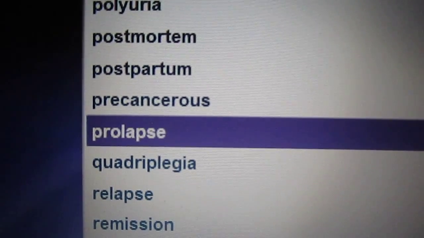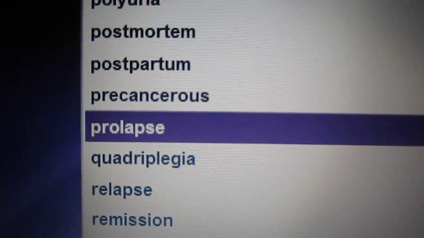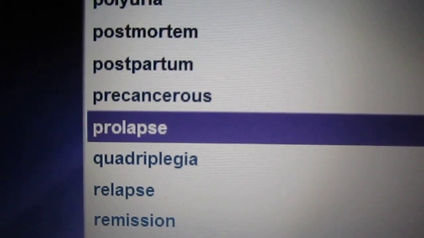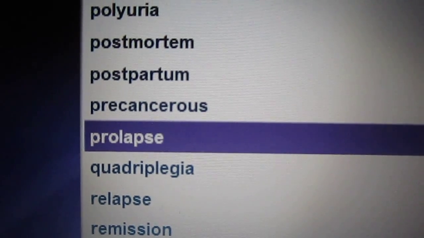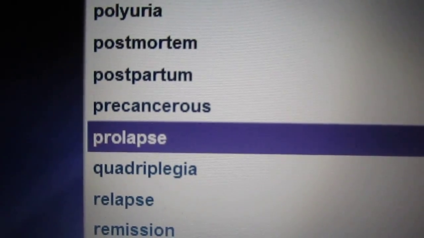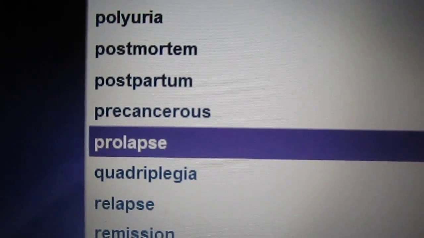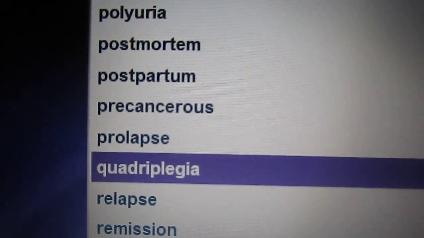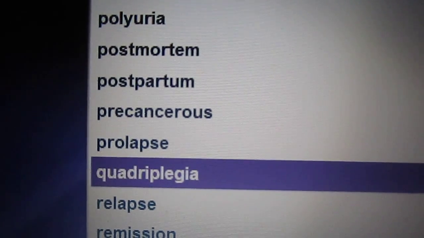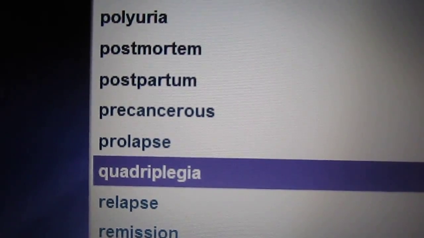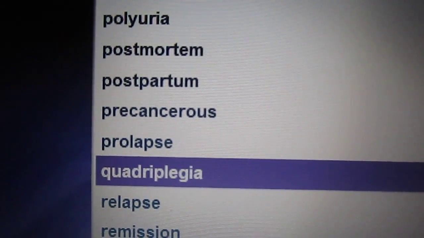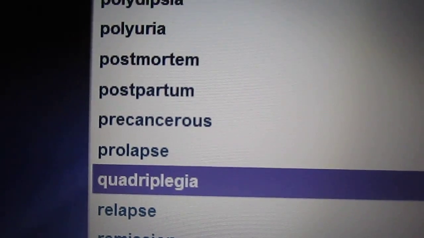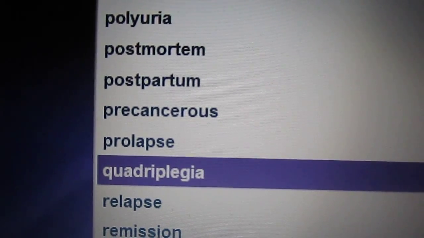Prolapse. Lapse means sliding or falling. A prolapse is the downward sliding of an organ from its original position. The most common organs to prolapse are the uterus and rectum. Quadriplegia. Quadri means four. Quadriplegia is paralysis of all four limbs, both arms and both legs.